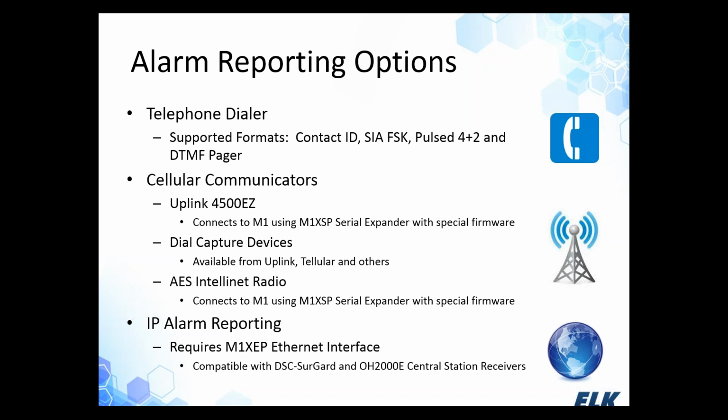And then on the market today are a number of dial capture modules, which simulate a phone line voltage and current to any security system. So the M1 would be compatible with those as well. And with the dial capture module, the radio captures the information from the M1 and turns around and rebroadcasts it over their network. You also have IP reporting capabilities using the M1XEP interface, which is compatible with the DSC SureGuard and the Osborne Hoffman 2000E central station receiver.